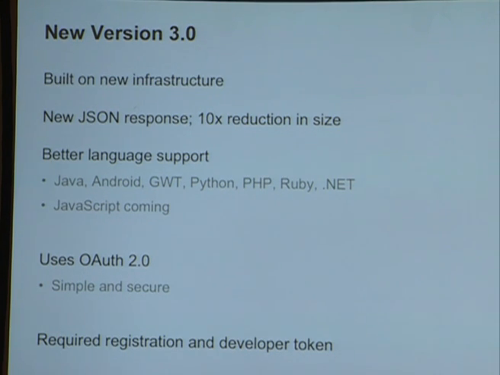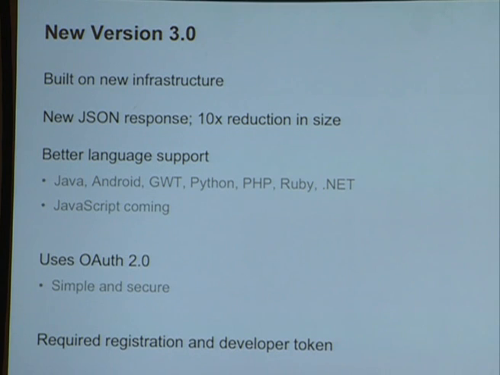We're returning all the data in JSON, so we got a compression of about 10 times for the response, which is pretty huge. We have more language support, so we'll have a lot more libraries right out of the box, including PHP, Ruby, Python, GWT, Android, and JavaScript's coming soon. Our new version 3 is all built on OAuth 2, so it's a lot easier to use if you use OAuth 1.